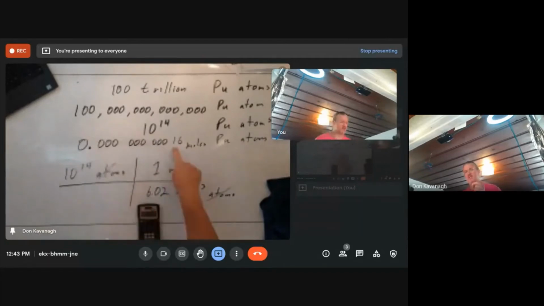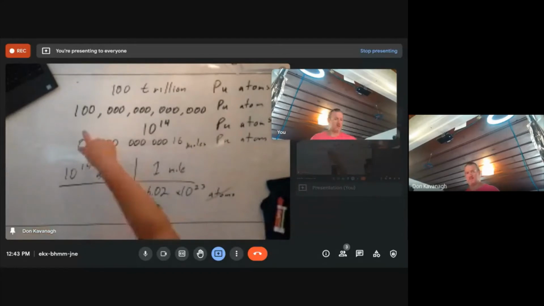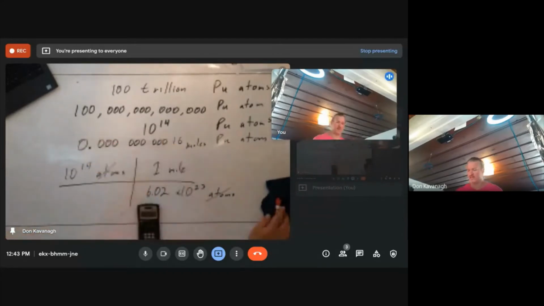So that speck of dust is 100 trillion plutonium atoms, or you could say that speck of dust is 10 to the 14th plutonium atoms, or you could say it is this many moles of plutonium atoms right here. And this is how chemists communicate. They communicate more often in this unit of moles as a ratio of comparison.